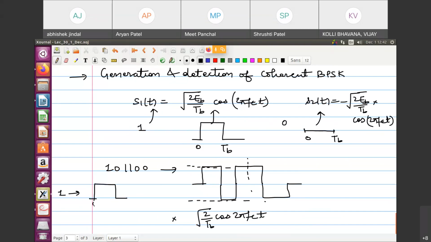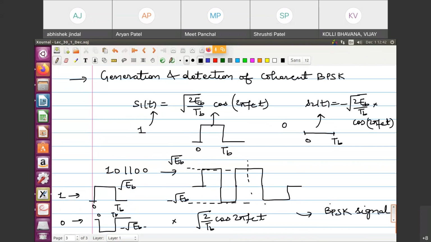0 to Tb root of Eb, and I represent 0 as 0 to Tb minus root of Eb. Then by a simple product modulator, I am multiplying both of them, and you will land up with the BPSK signal. Why? Because 1 will be represented by root of 2Eb by Tb cos 2 pi fc t, and 0 will be represented by minus root of 2Eb by Tb cos of 2 pi fc t.